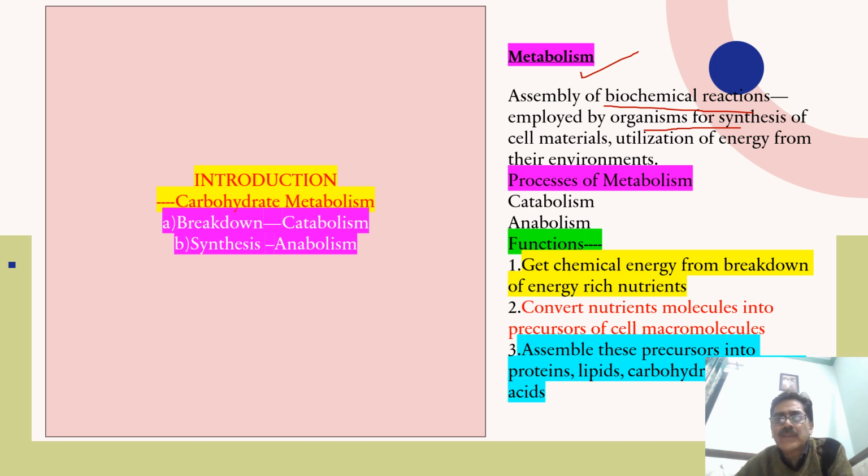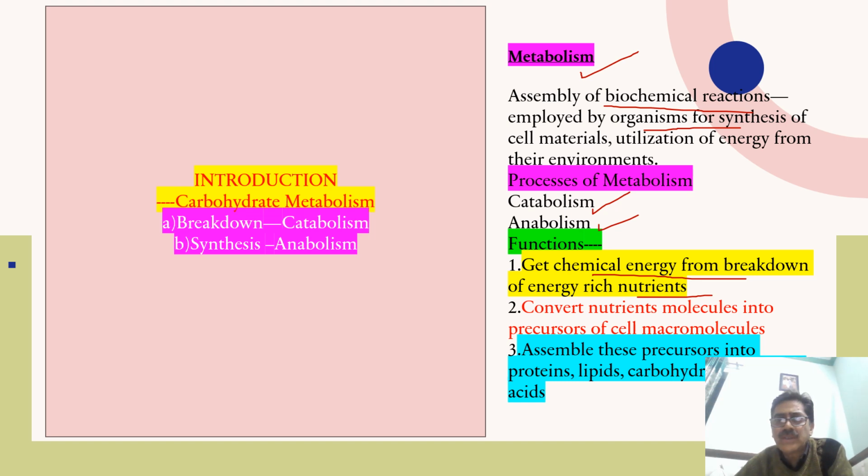Secondly, metabolism involves two important processes, catabolism and anabolism. In fact, we can also say metabolism means the sum total of catabolism and anabolism. Now the function of metabolism is to get chemical energy from the breakdown of energy rich nutrients. For example, glucose and lipids are energy rich compounds. So when they are subjected to breakdown, we get chemical energy in the form of ATP, adenosine triphosphate.